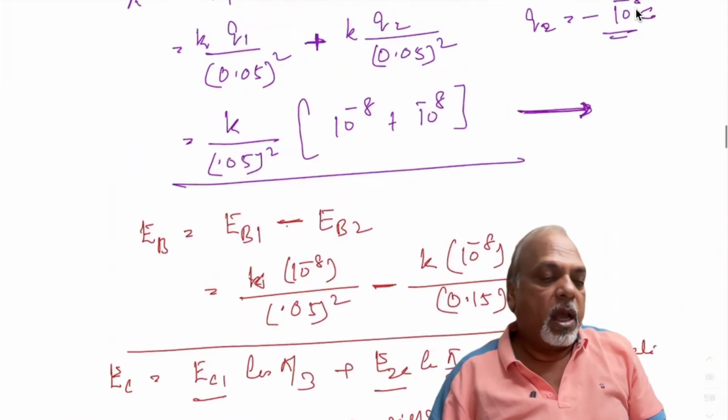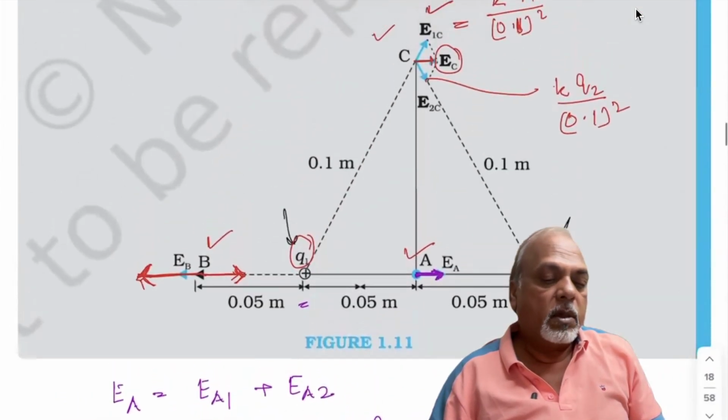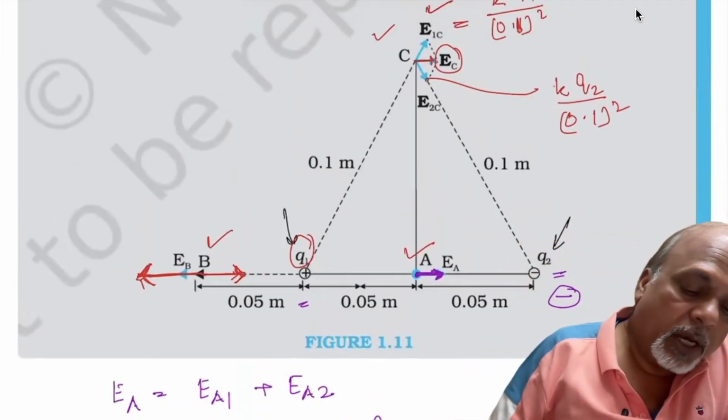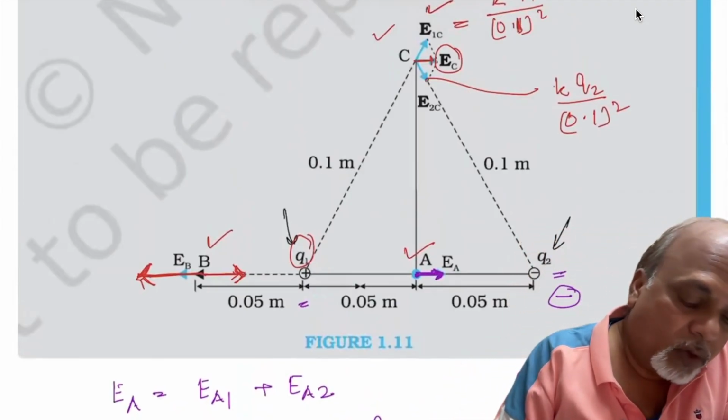Correct. Pi by 3 angle, how has it come? You can always see what this angle is. This is 0.1, and naturally it is all 60 degrees.